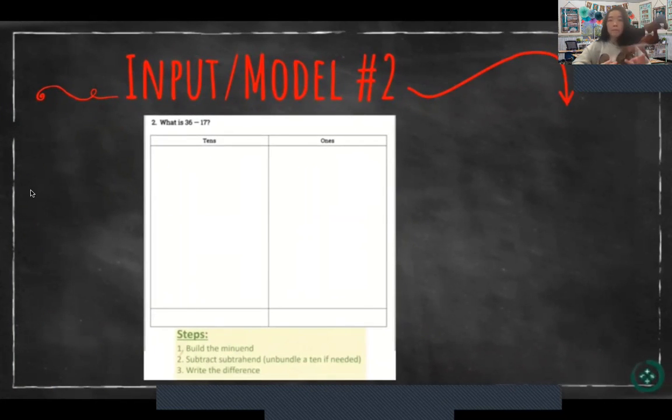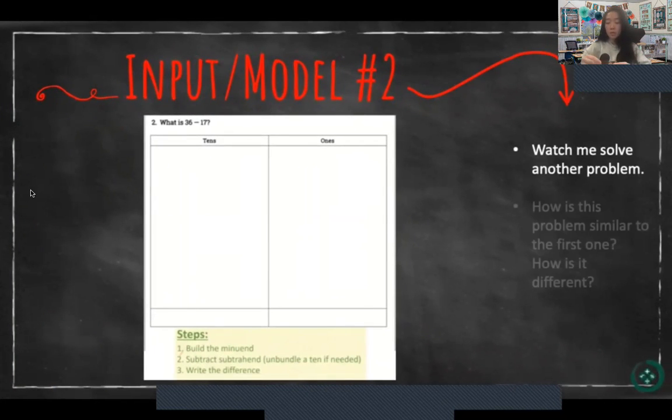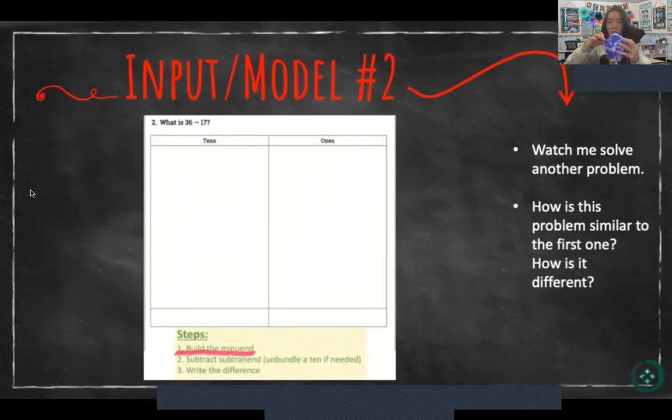Let's begin our second input model. It says, what is 36 minus 17? Step 1 for this problem is to build the minuend. Our minuend is our starting number, and here our starting number is 36. We can build 36 with 3 tens and 6 ones. So here in my place value chart, I will show 3 tens and 6 ones. 1, 2, 3, 4, 5, 6.